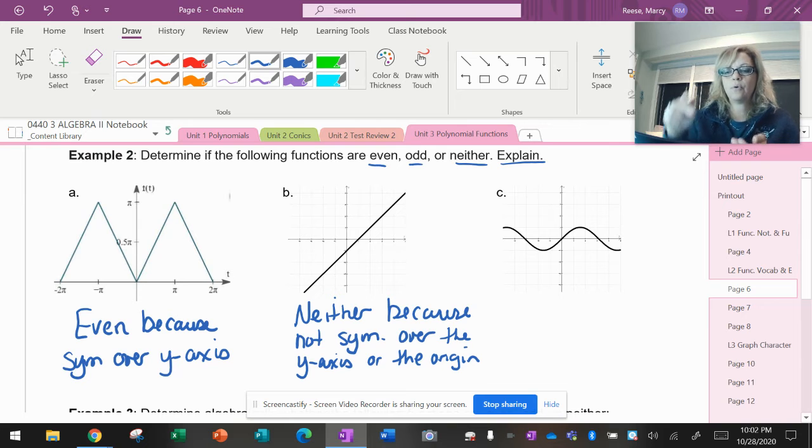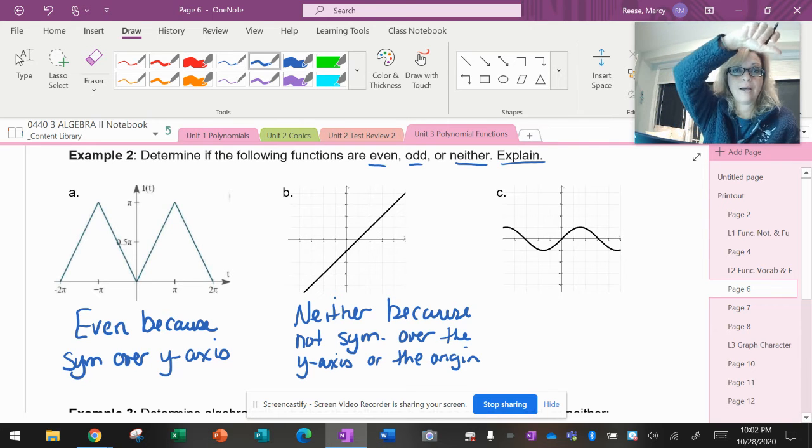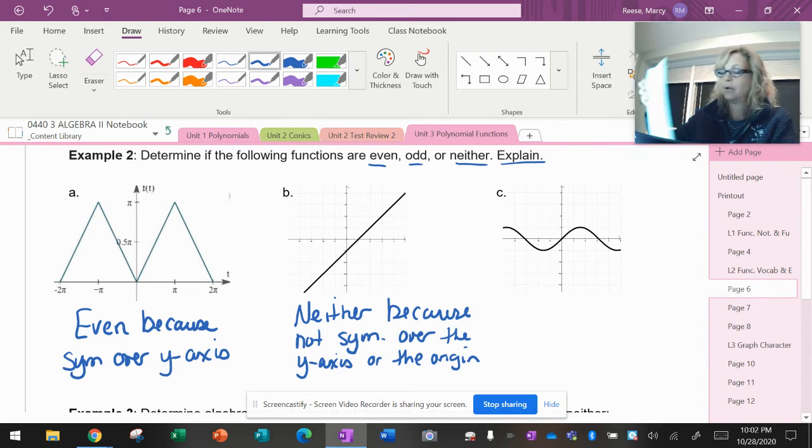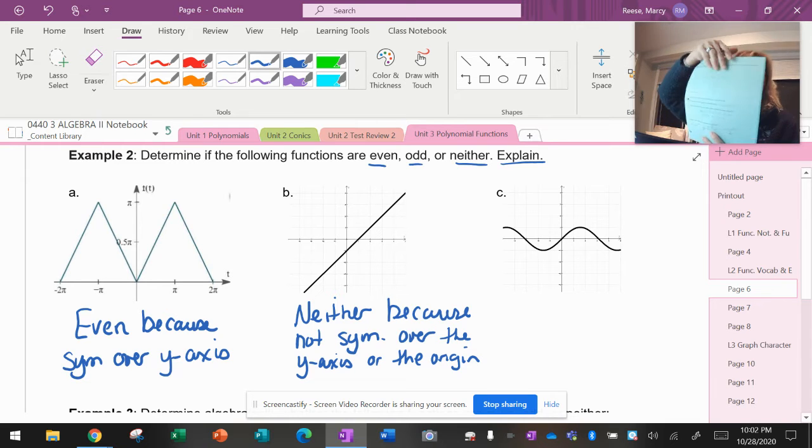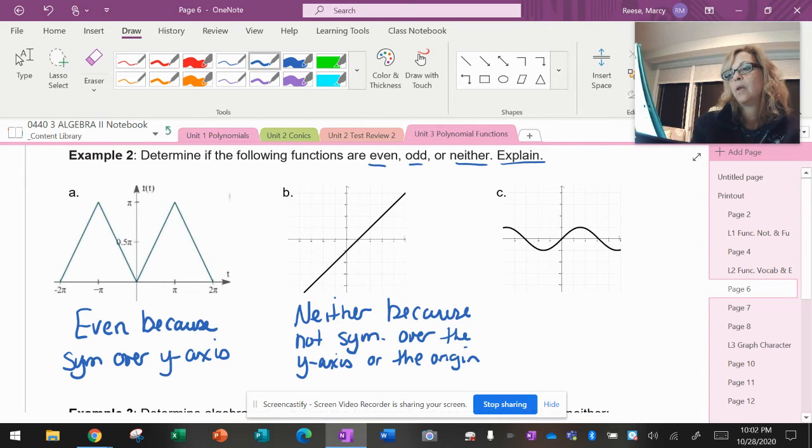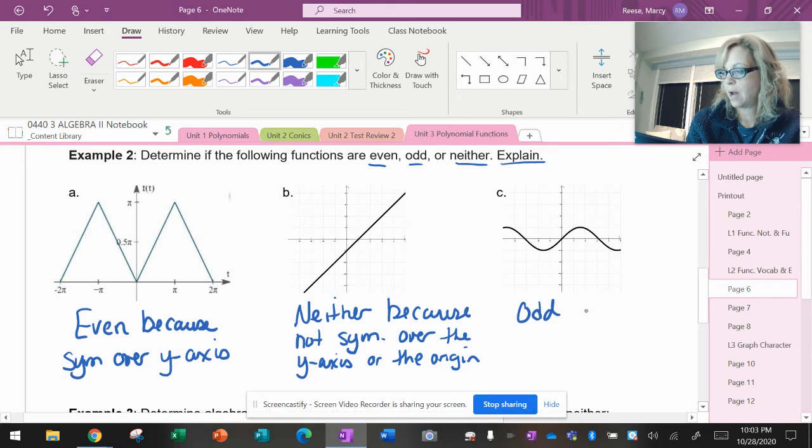Is it odd? If I were to flip the paper 180 degrees, and if I were in front of you right now, I'd make everybody in the class take their paper, flip it upside down, look at the board and see, do they match? And we would say, why, of course, Mrs. Reese, they do match. So it's odd because it's symmetric over the origin.